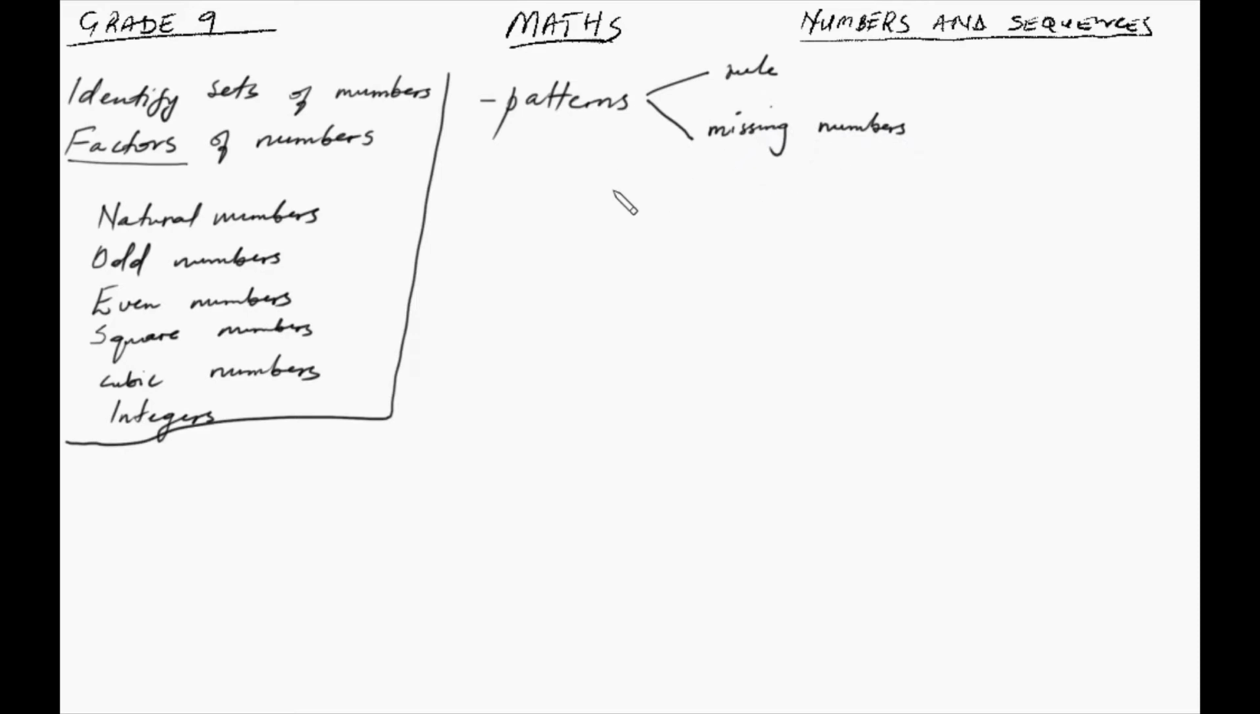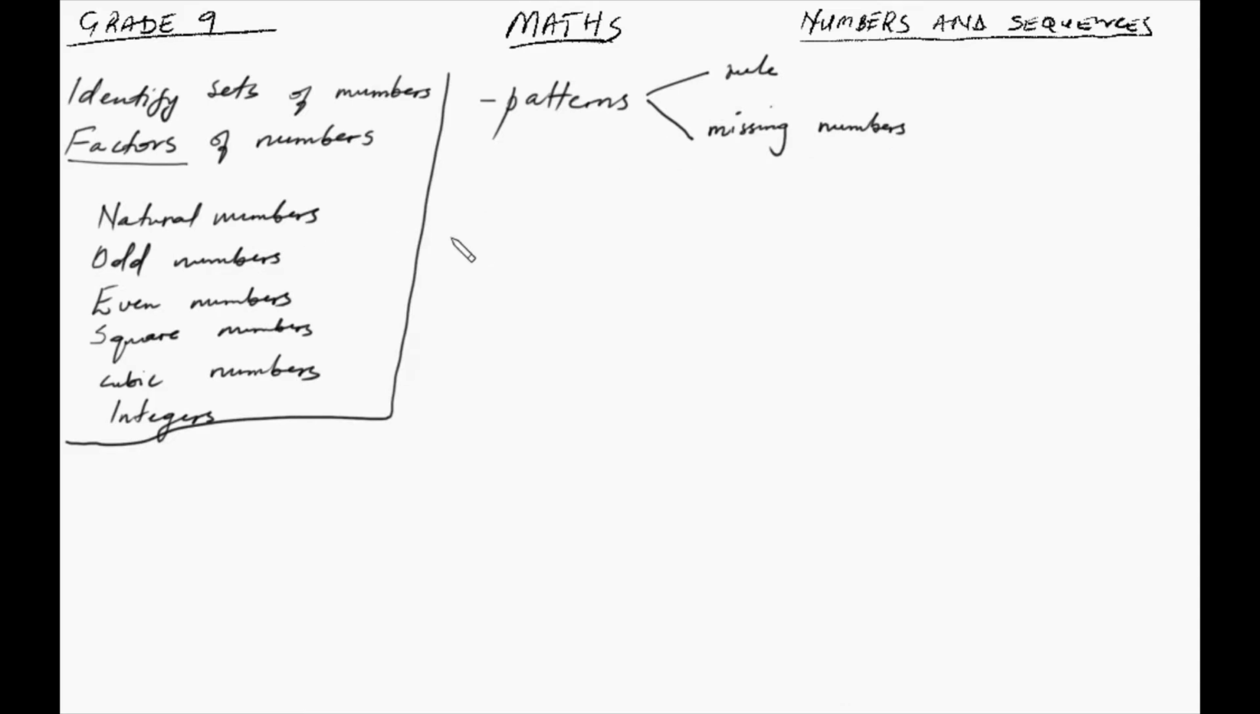So we are still on types of numbers, but we are not identifying the types of numbers, we are identifying the patterns in these types of numbers. And we are going to use the patterns to find the rule of a sequence and the missing numbers in a sequence. Let me give you an example.